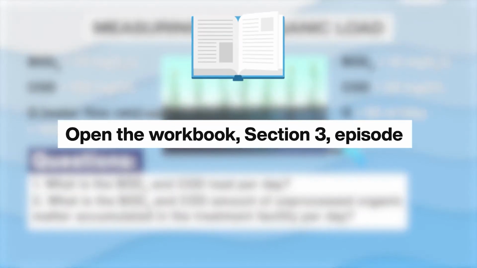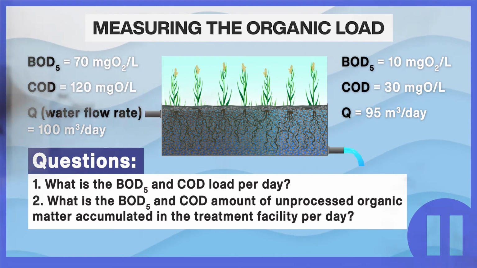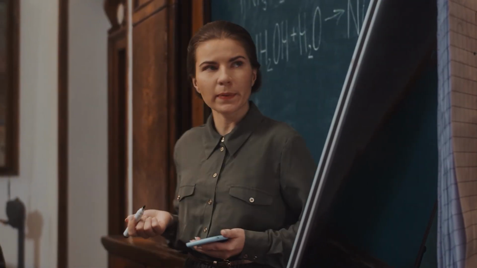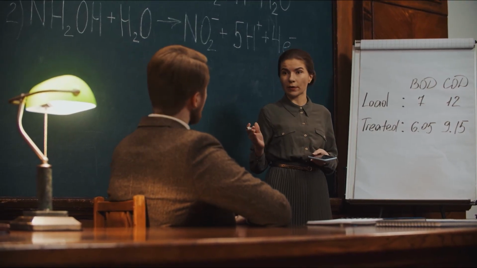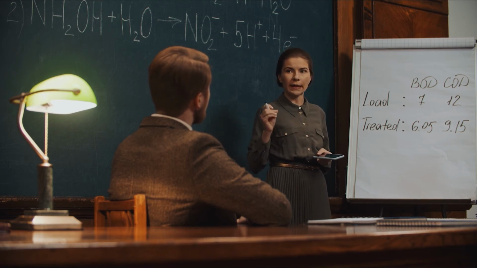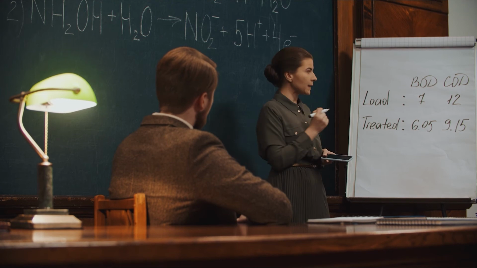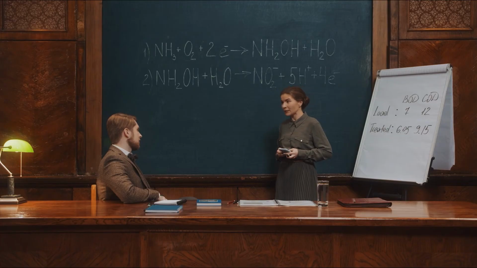Calculating. I have the answer. I hope I haven't made any mistakes. The BOD organic load is 7 kg per day. The COD is 12 kg per day. What's more, the BOD and COD for the treated organic material in the wetland are 6.05 kg per day and 9.15 kg per day, respectively. You haven't made any mistakes, Ms. Doolittle. Yet you could have rounded the second decimal places. I'll take it into account.